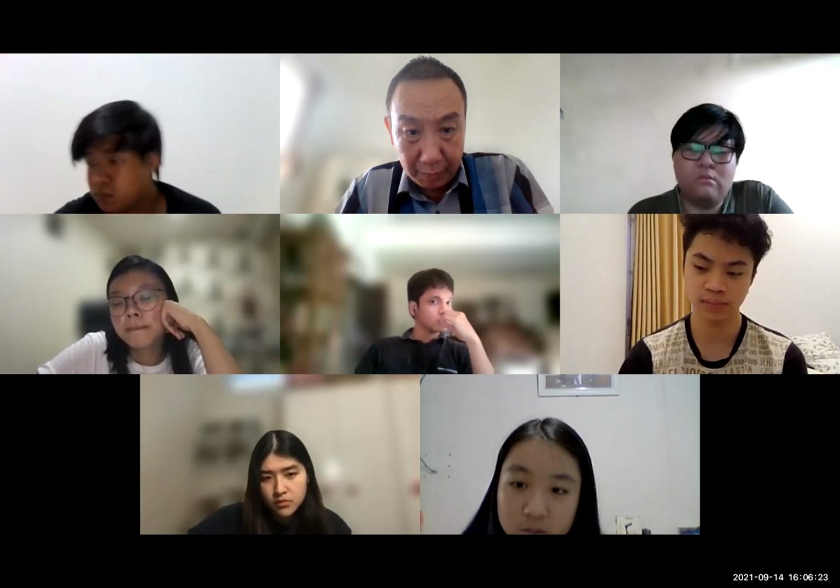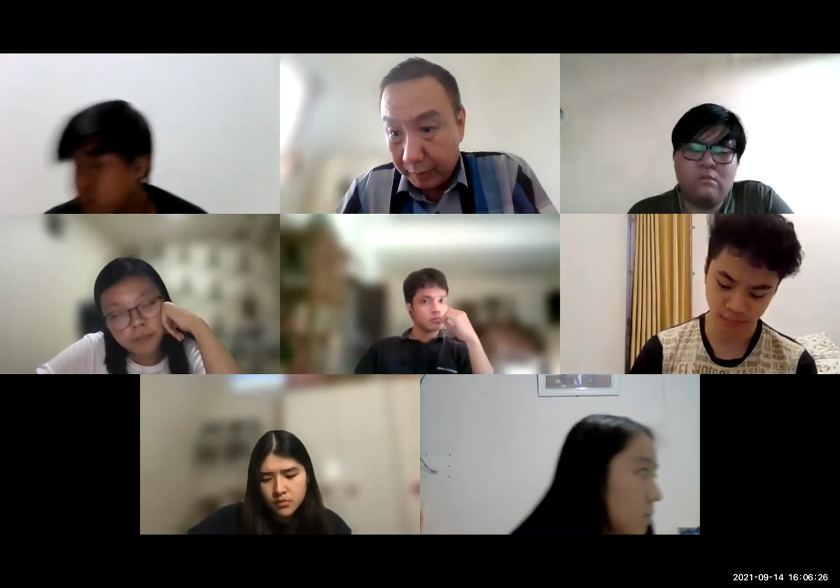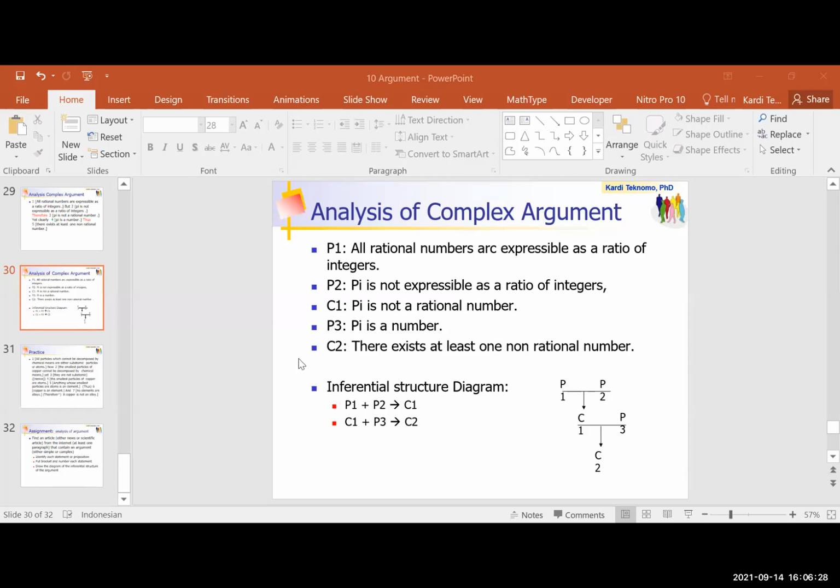So I will share my screen again. So this is what you have earlier, right? Okay. The difference is numbering, that is fine, okay? So I put P3 instead of P4. So the C1 and P3 become the premises for C2. And the diagram is shown also here.